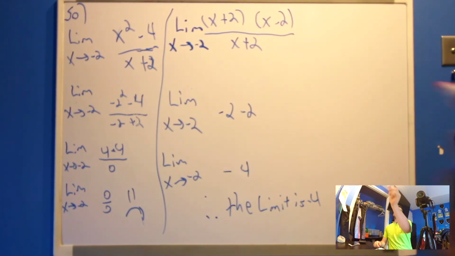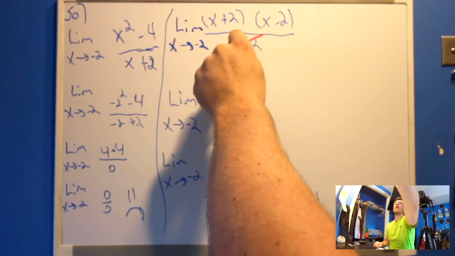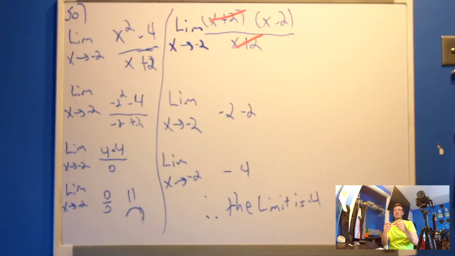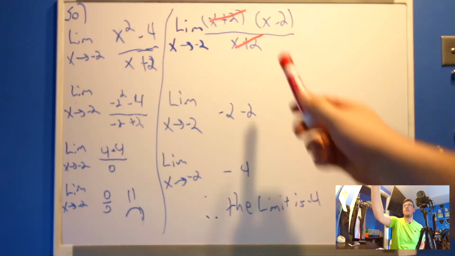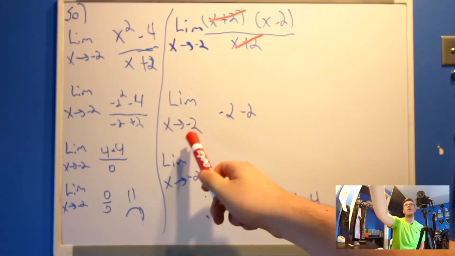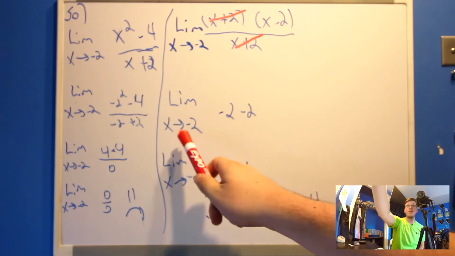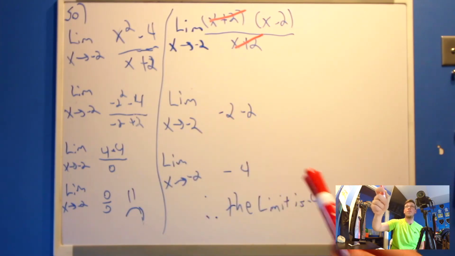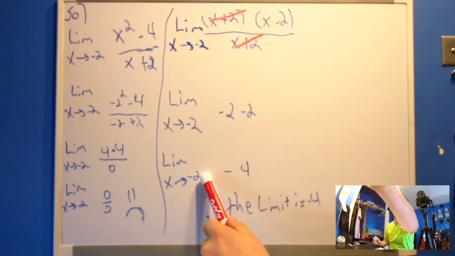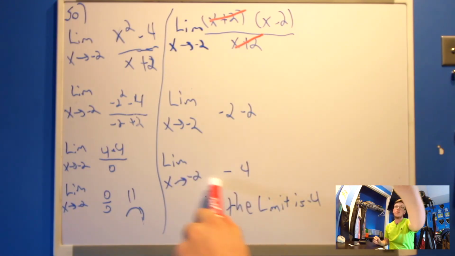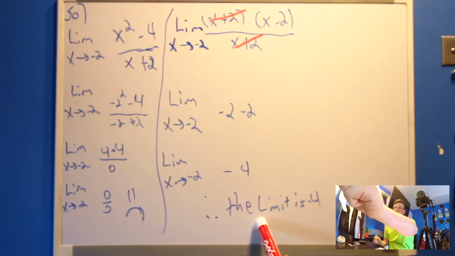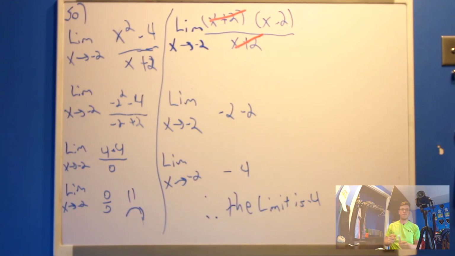So you're able to cross out the x plus 2's, so you're just left with x minus 2. So as the limit as x approaches -2, you would now sub in -2 into your new simplified equation. So -2 minus 2 equals -4. So as x approaches -2, your limit will be -4.